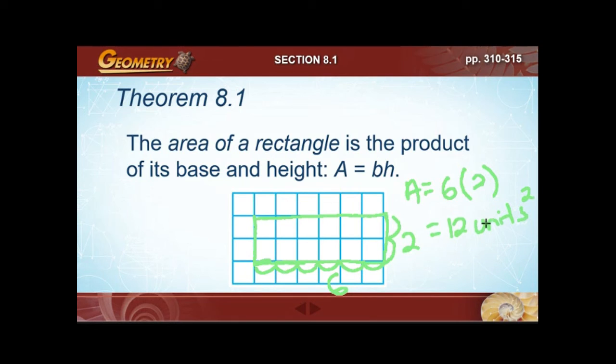12 units squared. And notice this is the same way that we find the area of a square, but because in a square the base and the height are the same, that's why we square it instead of multiplying side times side. In this case, we're doing the same thing, but they're not the same, right? You have a different base and a different height, so you have to multiply the two together.